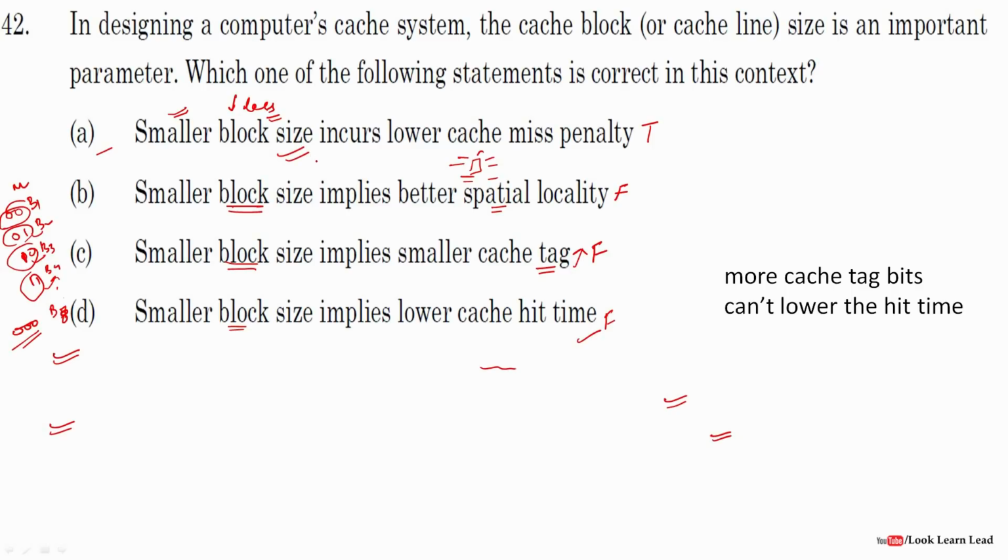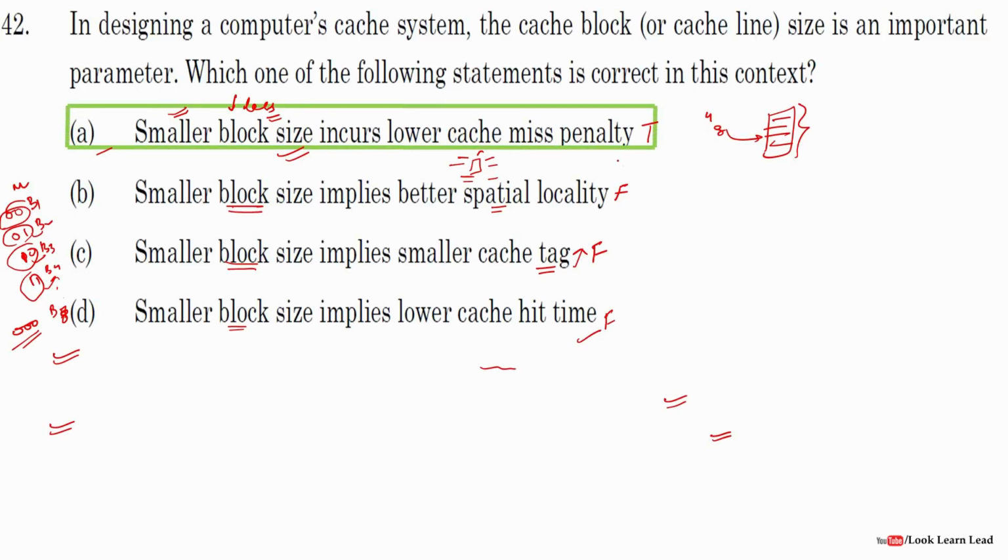Smaller block size means less cache miss penalty, because if the block is small, then instead of having 4 blocks in the cache, we can have 8 blocks in the cache. So the miss penalty would be less. So our answer is A.